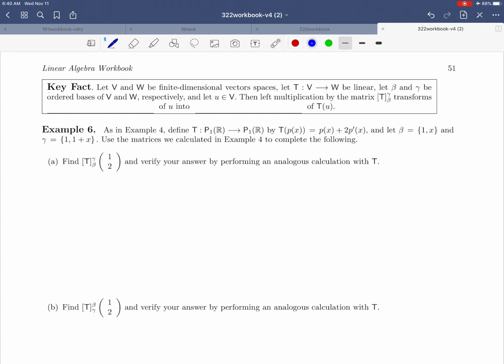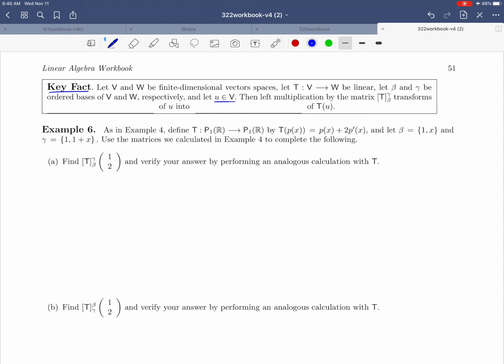All right, so let's start by reading through this key fact together. Let V and W be finite dimensional vector spaces, T from V to W be a linear transformation, and beta and gamma be bases for our domain and our codomain. So same situation that we've been looking at. Next, we're going to take a vector U in V, and this next sentence is going to be our explanation of what the matrix of the transformation tells us.